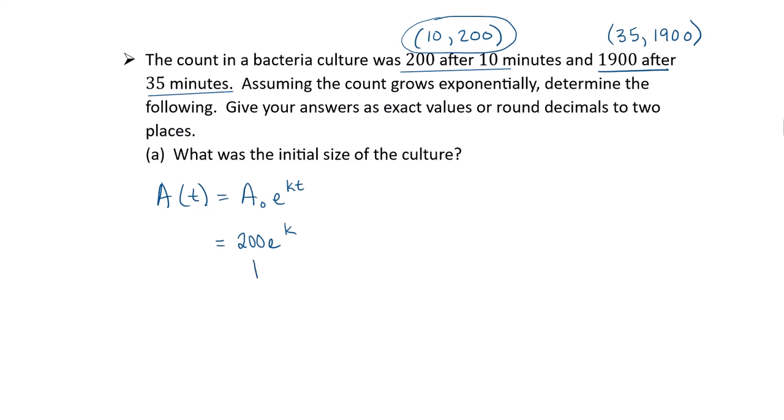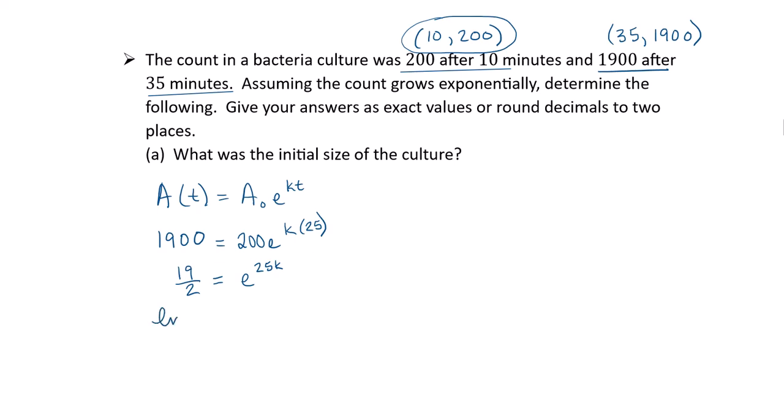So if we're saying this is at the start of when we observed, the 1900 would have come 25 minutes later. So 25 minutes after this being our initial observation, the population is at 1900. This way we can solve for k and make some leeway in the problem. I'm going to divide both sides by 200. That gives me 19 halves on the left and e to the 25k on the right.